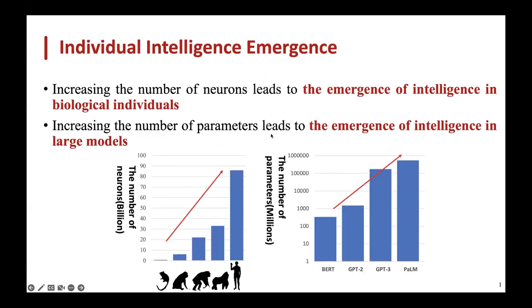Large pre-trained language models have found a way to continuously enhance their intelligence through the scaling law, by increasing the number of model parameters and the amount of training data. Notably, it has been discovered that when the number of model parameters reaches a certain level, large models exhibit emergent behavior in their capabilities. It can be said that increasing the number of parameters leads to the emergence of intelligence in large language models, just as increasing the number of neurons leads to the emergence of intelligence in biological individuals.